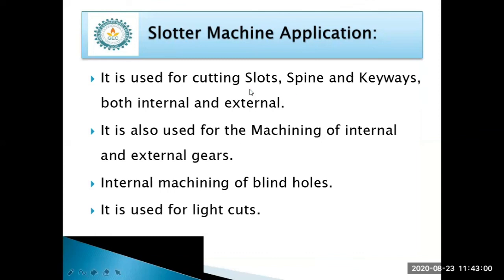And applications of slotting machines. The slotting machine is used for cutting slots, splines, and keyways, both internal and external. It is also used for machining internal and external gears with given dimensions. It is also used for holes, and it is used for light cuts only.